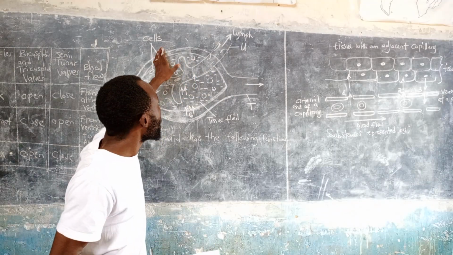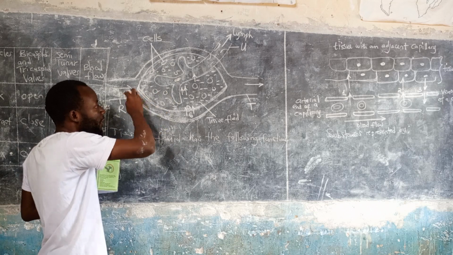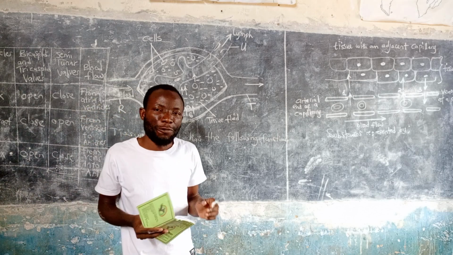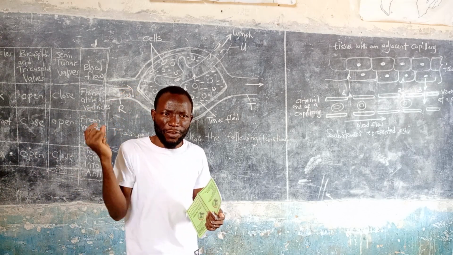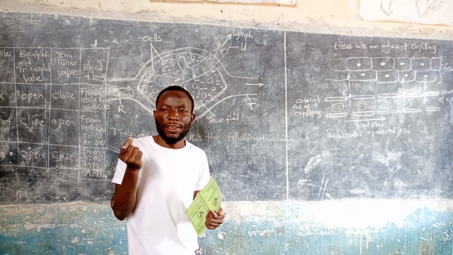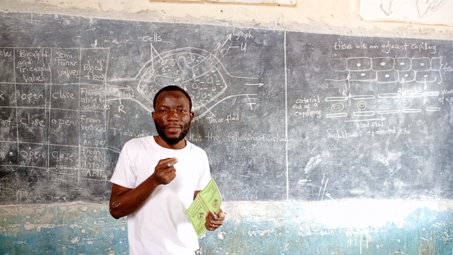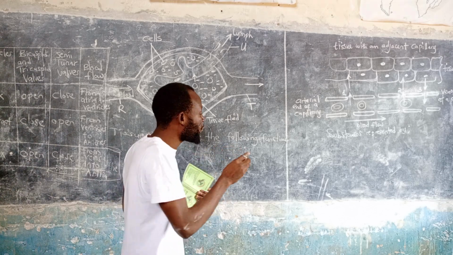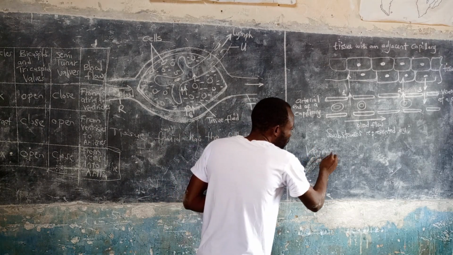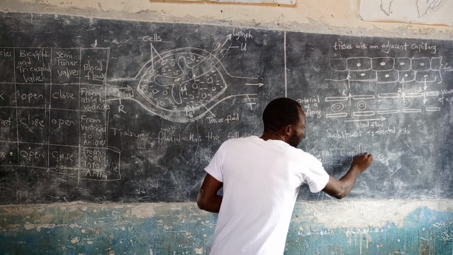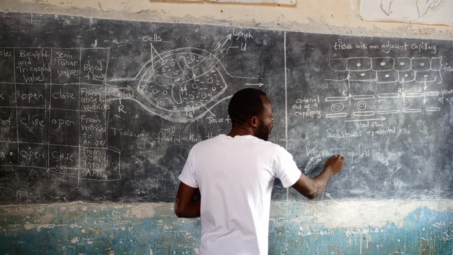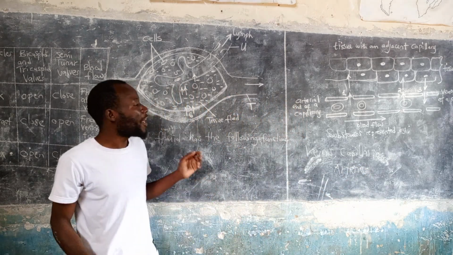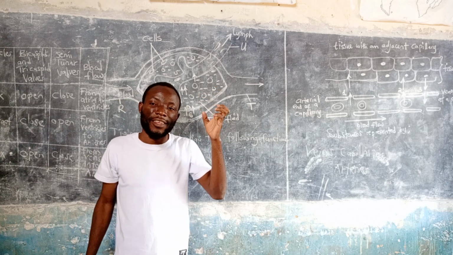If you remember on the blood vessels, which blood vessel gets blood from the heart and takes it to the body cells? Is it the arteries or is it the veins? The veins, capillaries, and arteries. Now I'm saying which vessel takes blood from the heart to the body cells?